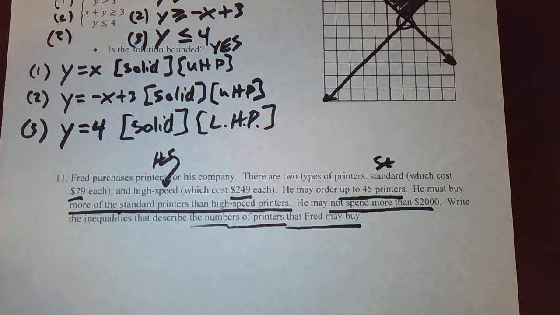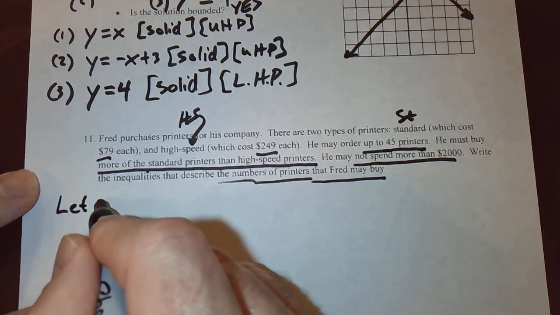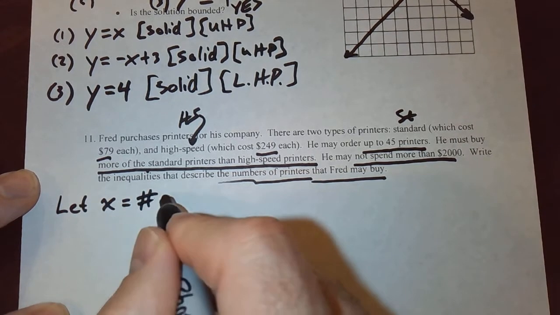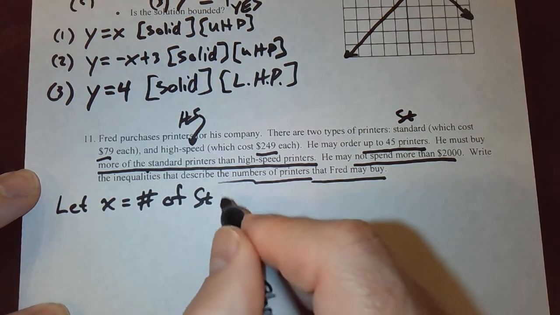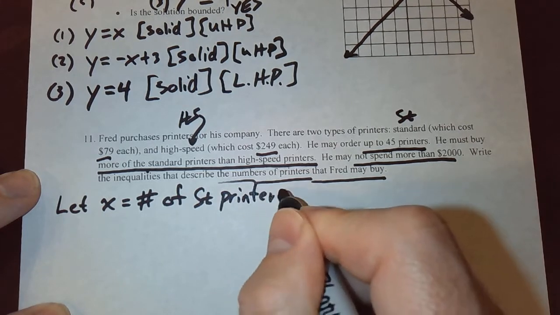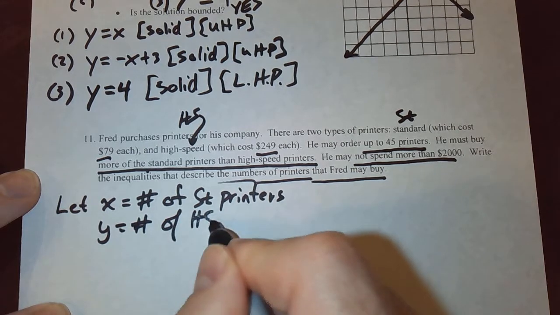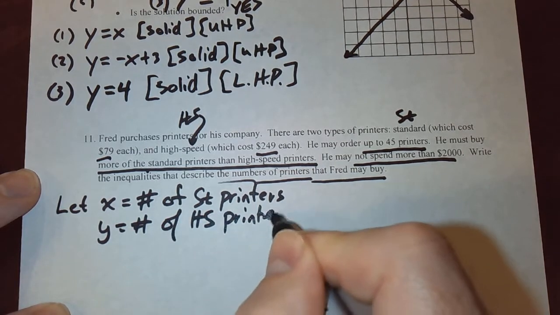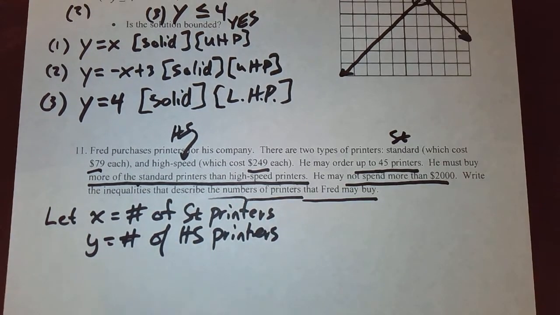That is 2 unknowns, right? 2 unknown numbers. So we need to create 2 variables for those unknowns. Let's use x and y. Let x be the number of, let's say, standard printers, and we'll have y be the number of high-speed printers. So if we were asked to solve this problem, we'd need to find out what x and y are.